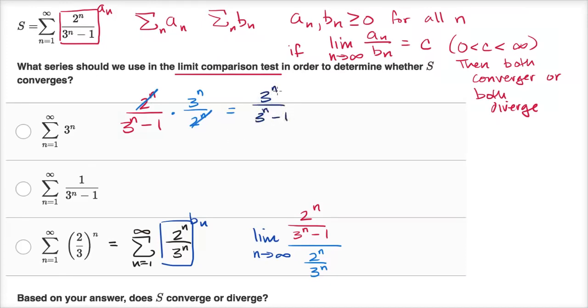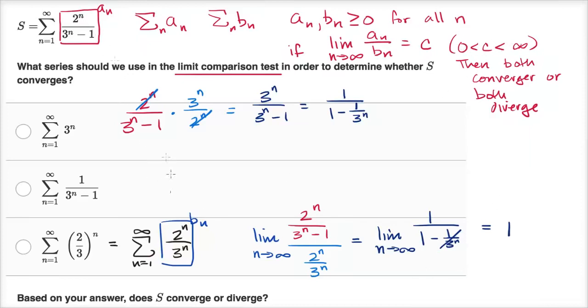We can divide the numerator and denominator by 3 to the n, and that'll give us 1 over 1 minus 1 over 3 to the n. So we could say this is the same thing as the limit as n approaches infinity of 1 over 1 minus 1 over 3 to the n. Well, what's this going to be equal to? Well, as n approaches infinity, this thing, 1 over 3 to the n, is going to go to 0. So this whole thing is just going to approach 1. And 1 is clearly between 0 and infinity.